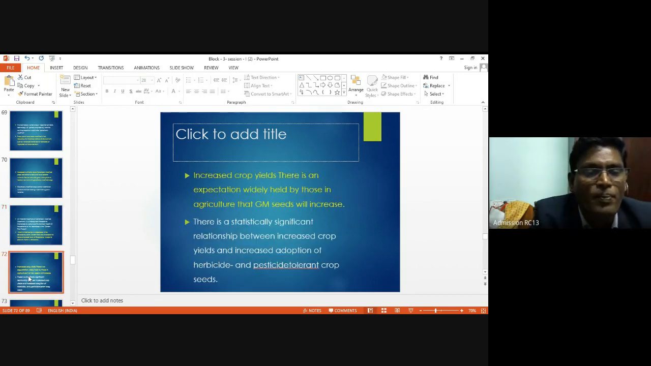And to increase crop yields. There is an expectation widely held by those in agriculture that genetically modified seeds will increase yields. Not only certain products like wheat or vegetables, even seeds that are desirable to produce in a more economically important way, this engineering technology will be used. There is a statistically significant relationship between increased crop yields and increased adoption of herbicide and pesticide tolerant crop seeds.